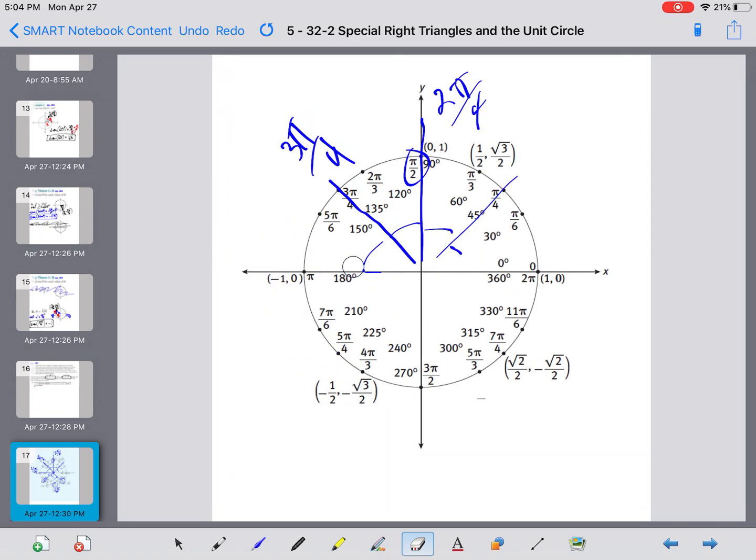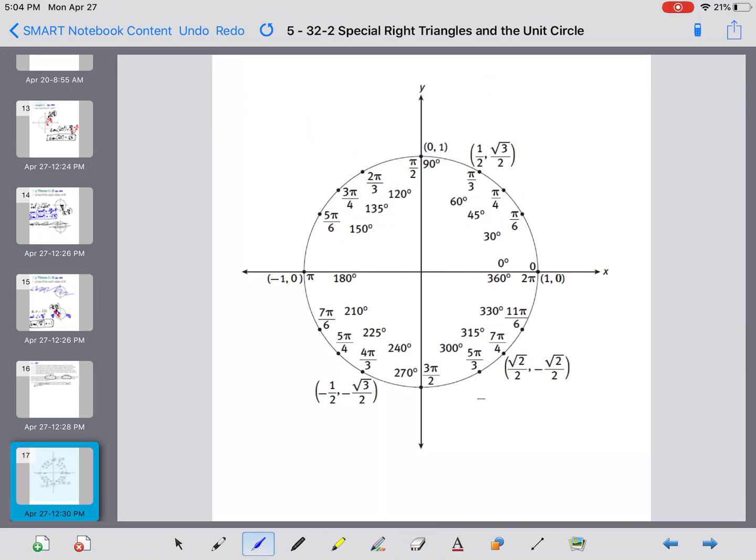Okay, now the XY values come from those special right triangles. So let me show you. Let's look in quadrant 1 here. The 30 degree angle here, pi over 6, from our special right triangle, we said that this point right here was root 3 over 2, comma, 1/2, right? That was back earlier in the notes. Now, the nice thing about this unit circle picture is we don't have to make these triangles every time. That's why this lesson today took a lot of time.